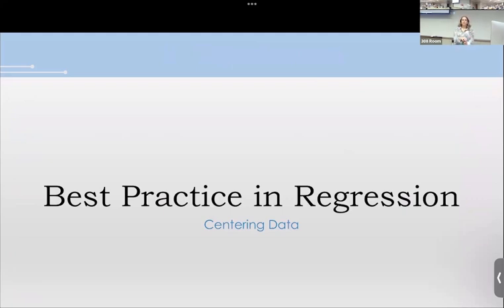Best practice in regression. We're going to solve that problem of nobody weighs 0 pounds and scales don't start at 0. There's a best practice in regression that's called centering your data. As you get more advanced, as we get into moderation, there become other reasons to center the data. But in general, it's just a best practice to always center your data. So we're just going to always center our data from here on out.